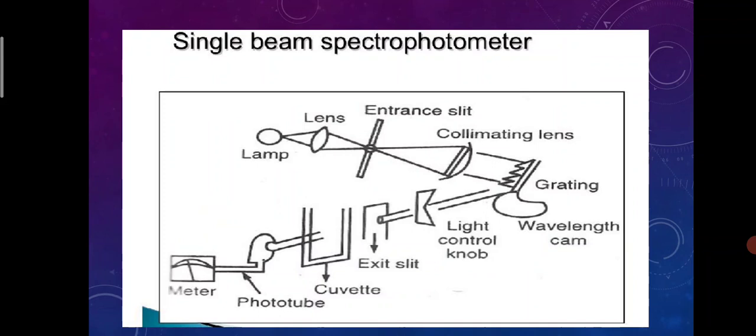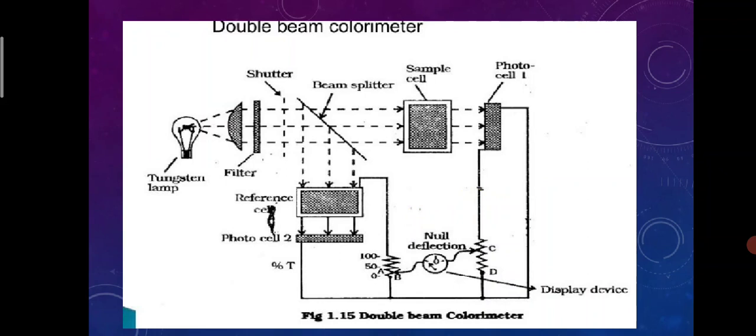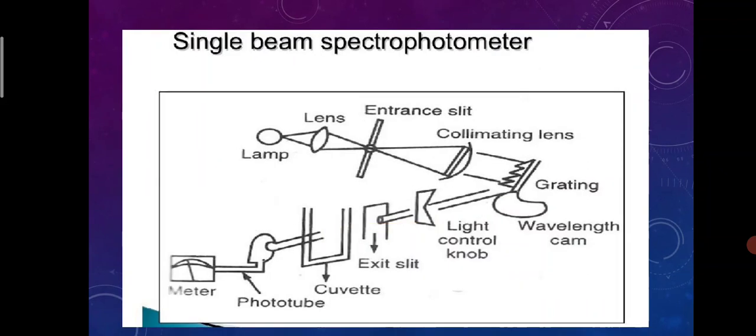Next, the single beam spectrometer. This has the lamp and lens, the entrance slit, collimating lens, the grating, light control knobs, exit slit, cavities, phototube and meter. This is the arrangement for a single beam spectrometer. Here we don't split any beam into sample and reference. Only one beam is used to analyze.